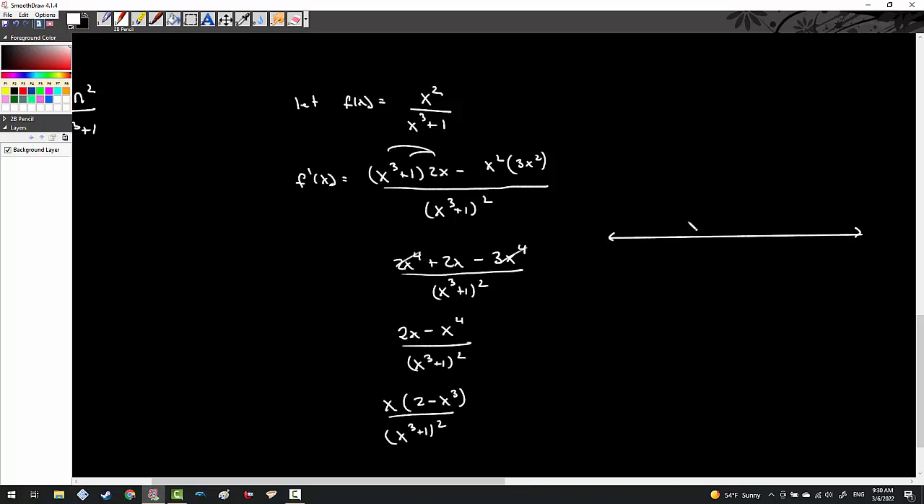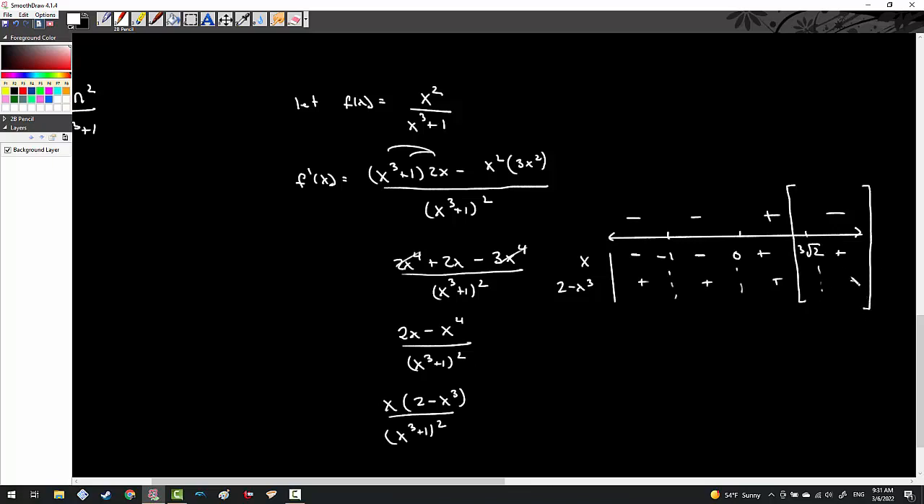We know that technically we could have critical numbers at negative 1, at 0, and at the cube root of 2. But luckily, that x cubed plus 1 squared is always positive, so I just need to worry about the x and the 2 minus x cubed. His signs minus, minus, plus, plus. His signs plus, plus, plus, minus. So I've got minus, minus, looks like plus, minus. Looks like I'm decreasing on this interval here.